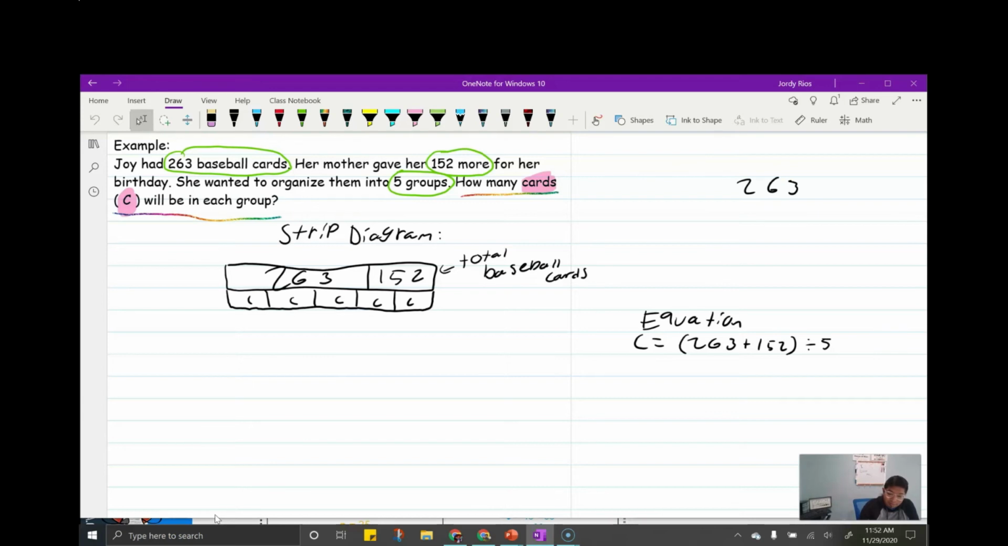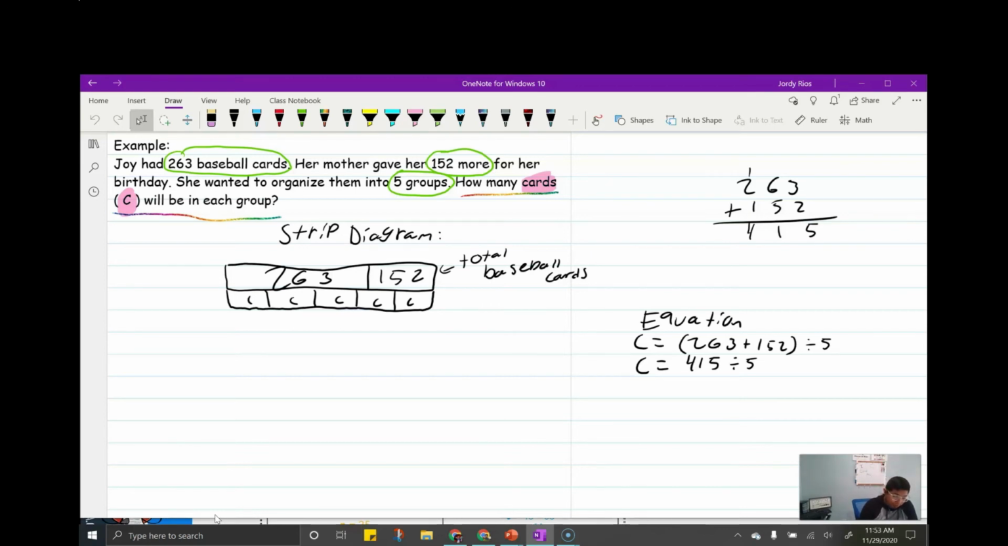263 plus 152. 3 plus 2, 5, 6 plus 5, 11, 1 plus 2, 3 plus 1, 4. Good. So how many total baseball cards are there? Good. So now I'm going to rewrite the equation again. C equals 415 divided by 5. Okay, I just brought down the divided by 5. That's all I did. Now I can divide to find out how many are in each group. So 415 divided by 5.